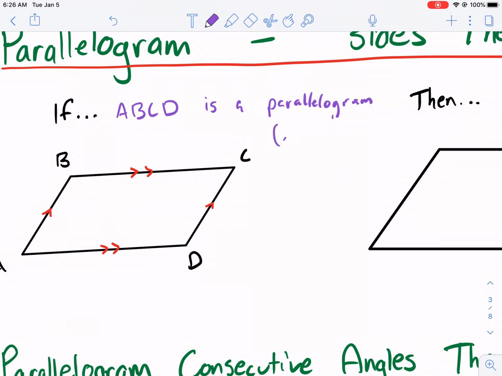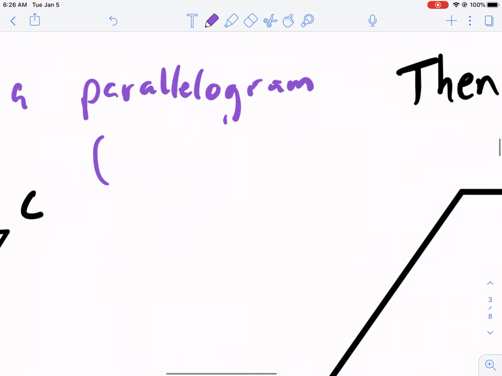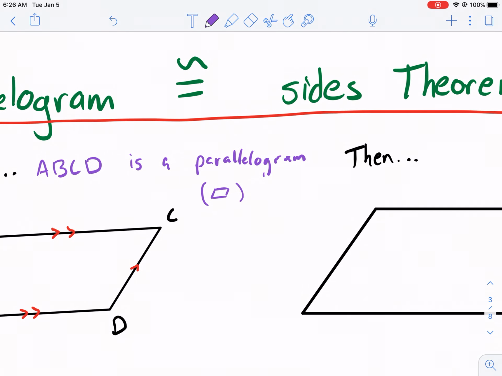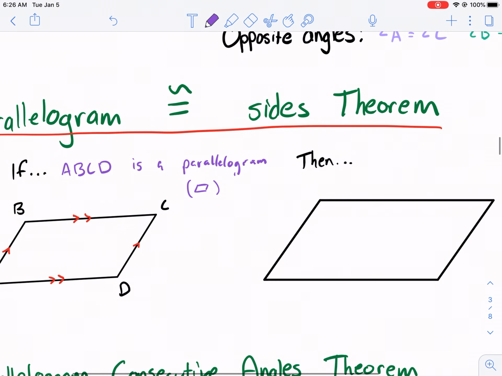Often you will see it abbreviated, and this is what I was alluding to earlier. You'll see it written like that. That was kind of a bad example. Let me try a little bit better. Okay, so then we have something like this. So you'll see something like this often written in your textbooks. It's going to look a little bit better than that, but that just means it's a parallelogram.